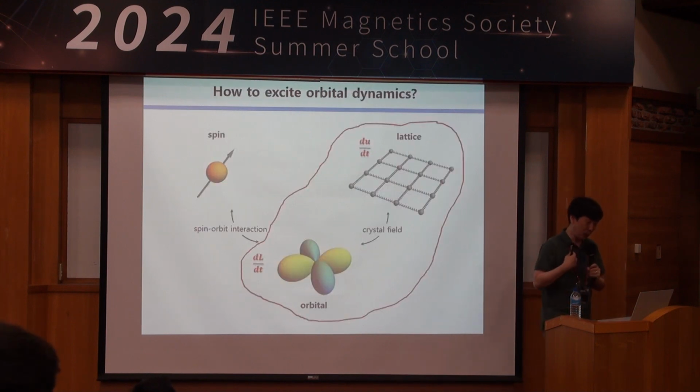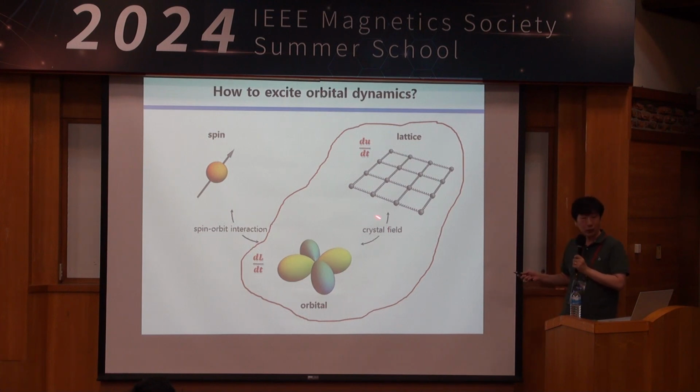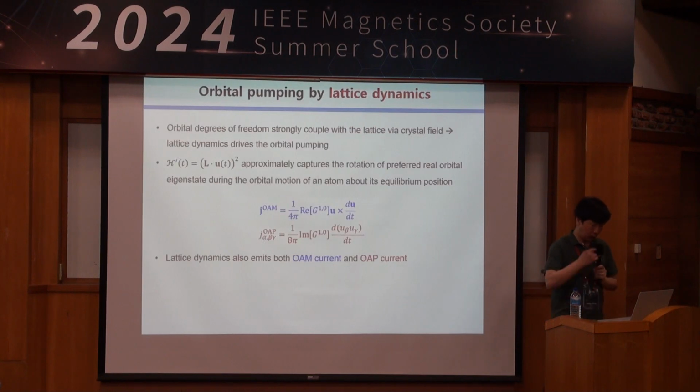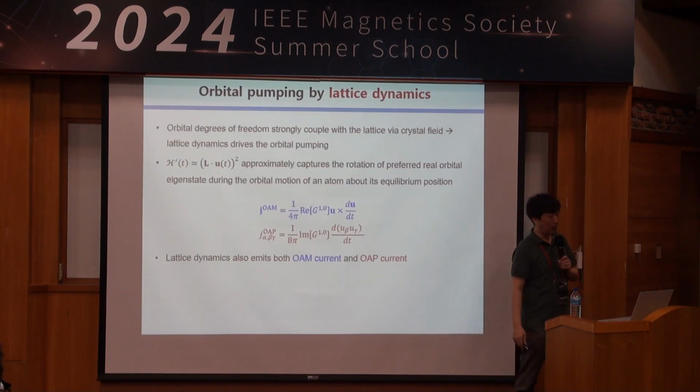And to my view, more interesting pumping is this one, because actually this interaction is kind of weak. But this is really strong, 1 eV order of magnitude. Which means that if you excite your lattice system, so U is the position of your atom, if you generate lattice dynamics, it may be able to generate orbital pumping. So we follow the same approach.